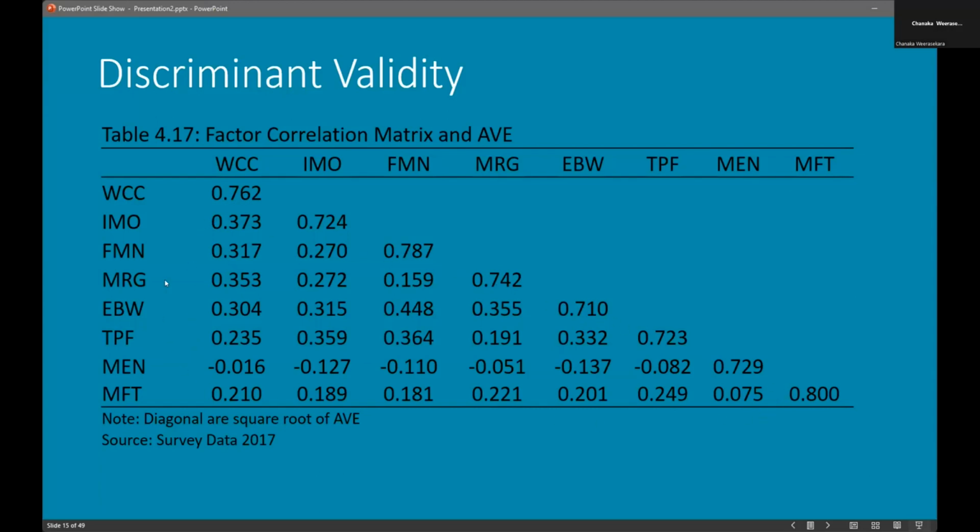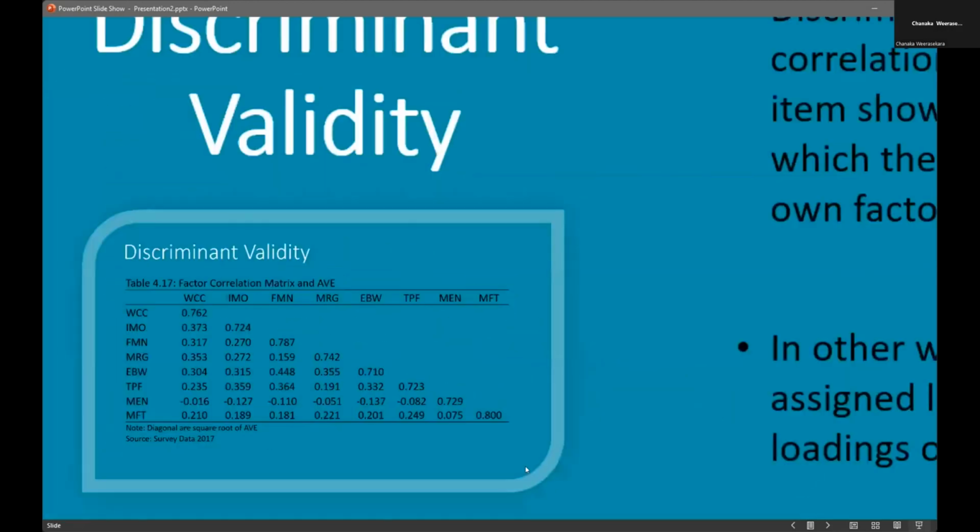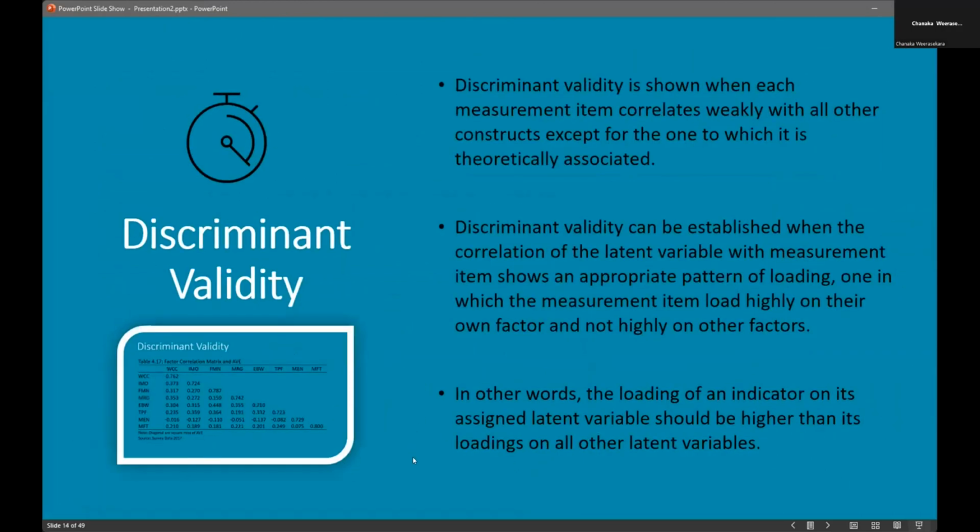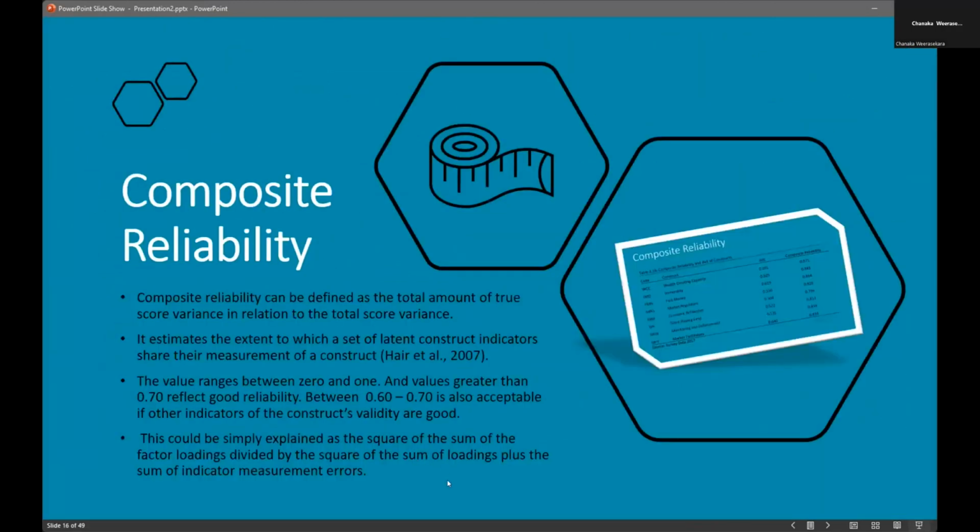Again, don't worry about this validity if you are not going to run a factor analysis in your study. So keep that in your mind. People who really want to run a factor analysis have to think about that.